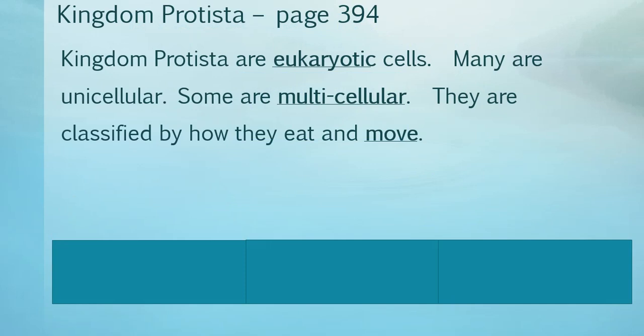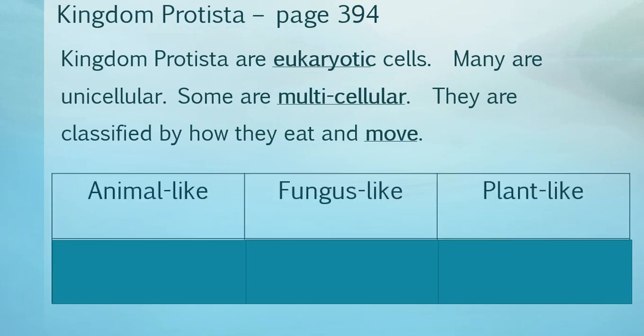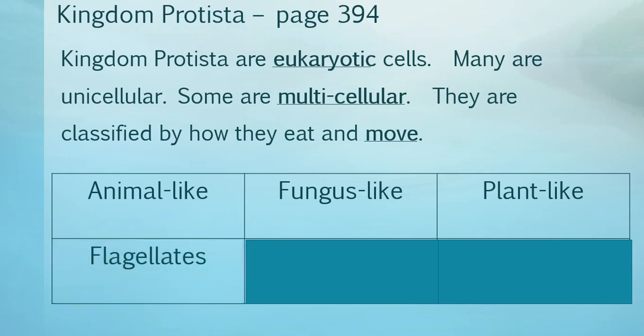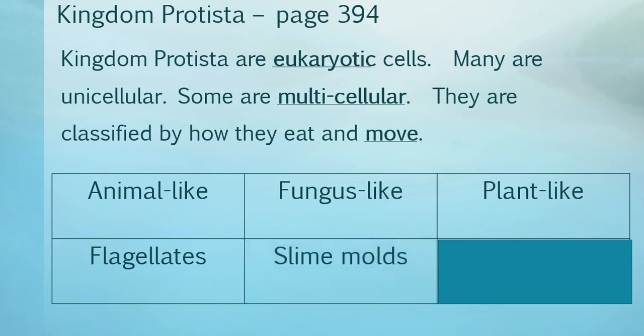Typically, they are classified by how they eat and how they move. All right, so we'll be looking at the animal-like protists, the fungal-like protists, and the plant-like protists. Okay, so first of all, the animal-like ones are going to be called flagellates, and you might recognize that word, flagella. So these are the ones that are going to have the little whip-like tails on them. Then we have the fungus-like, the fungi-like. These are called the slime molds.